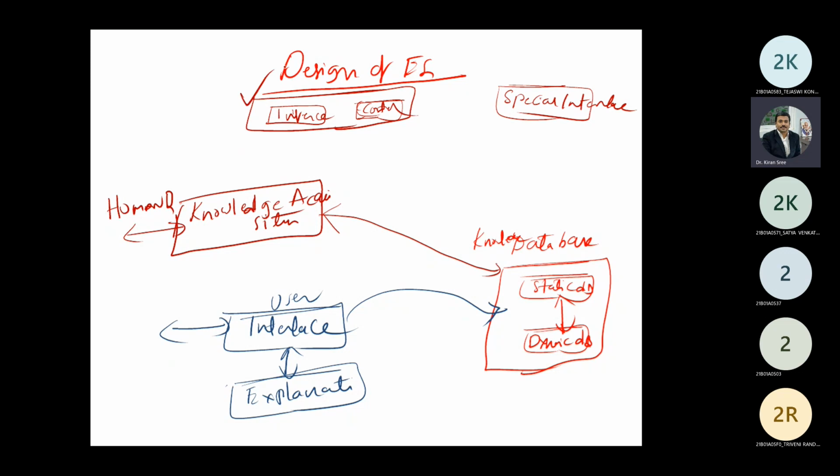This is inference and this is interface. Special interfaces are interfaces where uncertain data is processed, and every statement will have a certain validity and certainty factor that was augmented to it. So these are the components.